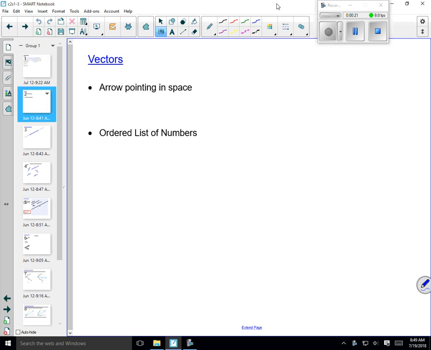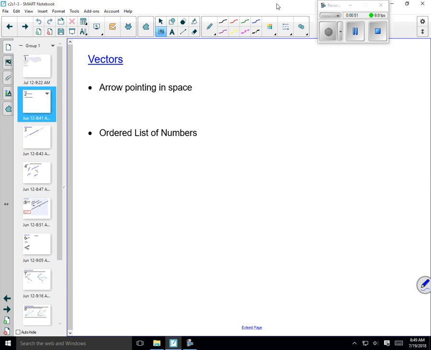There's 2 basic ways to think about vectors. I can think about a vector as an arrow pointing in space, or I can think about a vector as an ordered list of numbers. In general, I tend to think of a vector as an arrow pointing somewhere in space. Now, it's a real good mental picture to have of a vector, but it's not real good calculation-wise. And so when I start calculating, I talk about a vector as an ordered list of numbers.